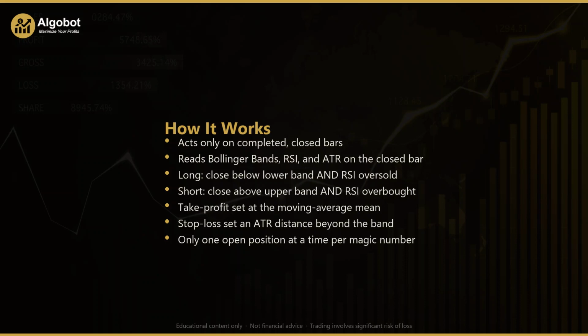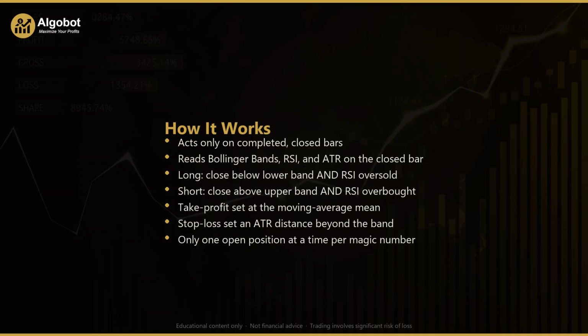On each newly closed bar, it reads 3 values: the Bollinger Bands, the RSI, and the average true range, all measured on that freshly closed bar. For a long setup, 2 conditions must both be satisfied. First, the bar must close below the lower Bollinger Band, showing that price has stretched below its normal range. Second, the RSI must be below the oversold threshold, which by default is 30, suggesting that downward momentum looks exhausted. When both line up, the strategy signals a buy.